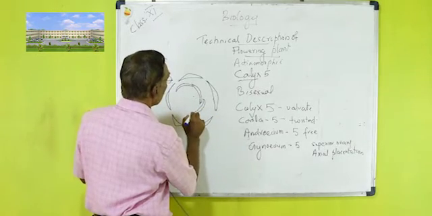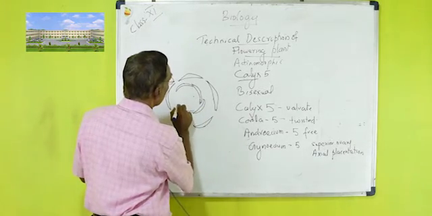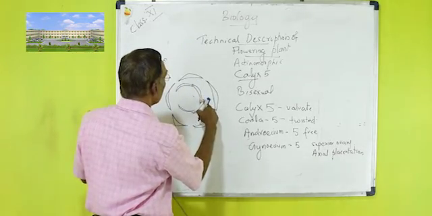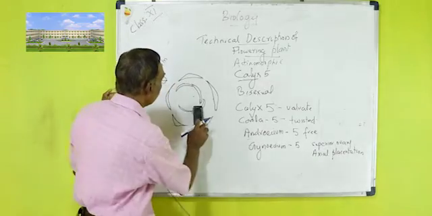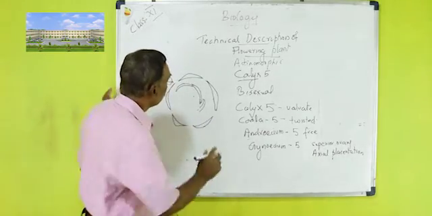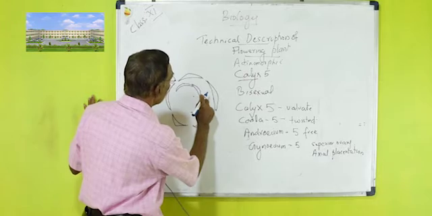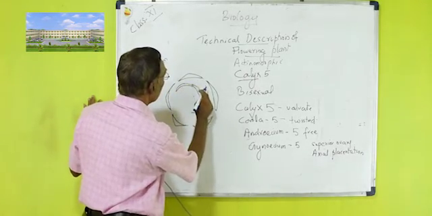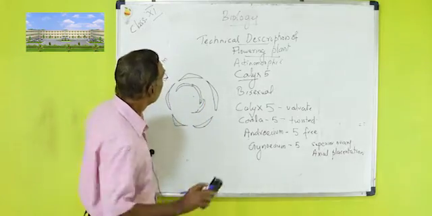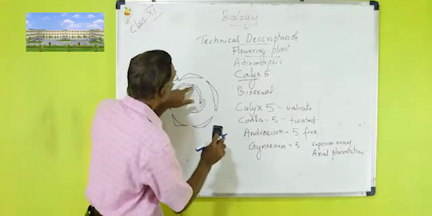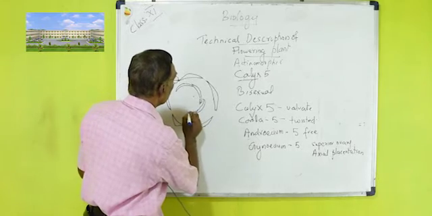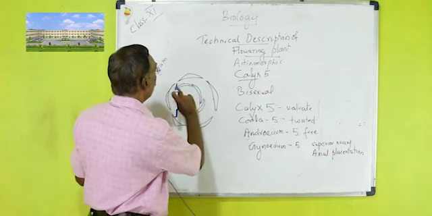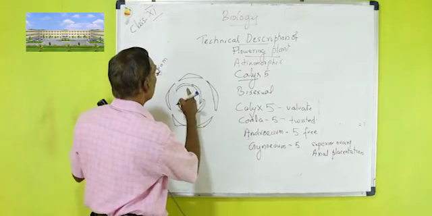Third one. Inside, this should be outside, inside, outside, inside. One part will be inside, one will be outside. So this is inside.